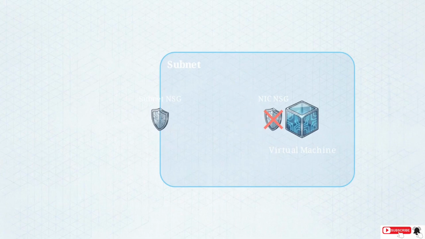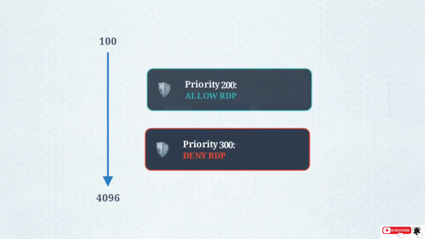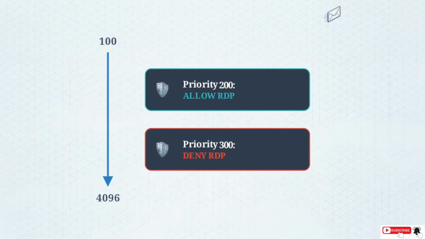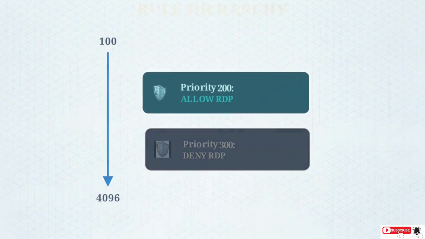NSG rules are evaluated based on their priority number. Don't fall for the intuitive trap that a bigger number means more power. In Azure, a lower number has a higher priority. A rule at priority 200 is processed before a rule at priority 300. If 200 allows the traffic and 300 denies it, the allow rule wins.